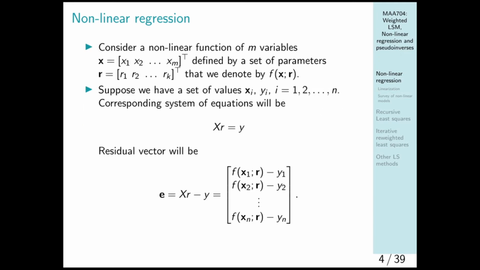Now we're going to consider a nonlinear function of n variables, x1 to xm, defined by a set of parameters r1 to rk, and that we will denote by f of x, r, or only f of x, if there is no confusion regarding r. So we're going to assume we have a set of values (xi, yi) from an n-size sample, and we have, as we know, a corresponding system of equations where x is the data, as we try to approximate to a function. We know we have the following residual vector, given in this way.